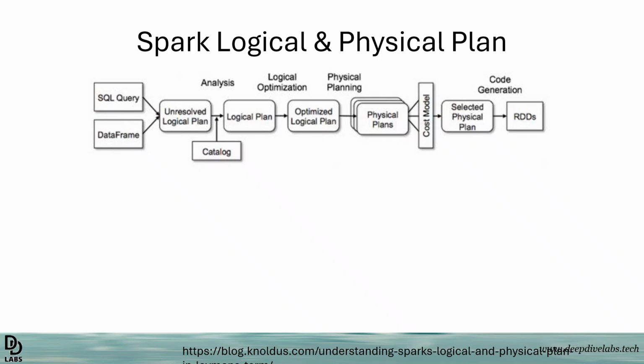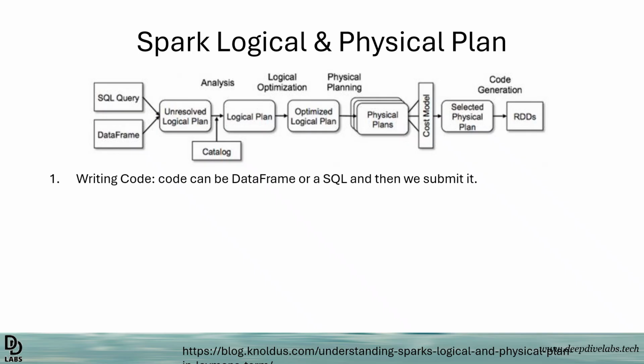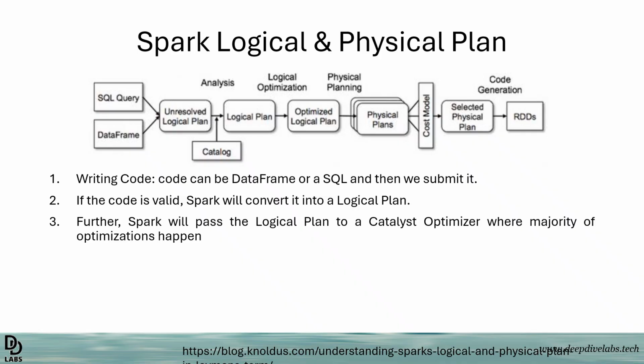So there are several steps to the process. First you are writing code. The code can be either data frame or SQL, and then we submit it to Spark, right? Submitting it to the driver program, just to reiterate. If the code is valid, Spark will convert it into a logical plan. Validity is checked by syntax, and whether all of the objects are defined, all of that. Then Spark will pass the logical plan to the Catalyst optimizer, where the majority of the optimization happens.